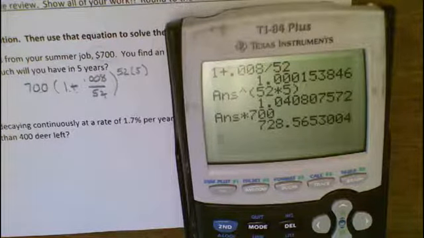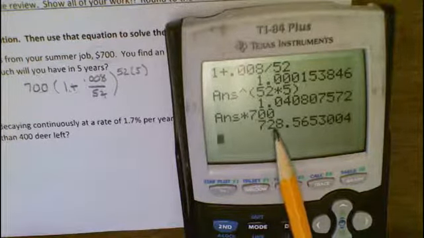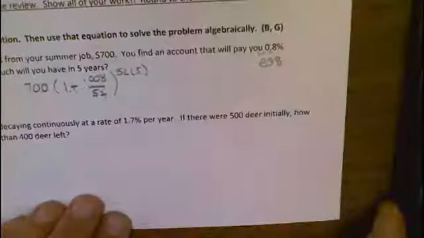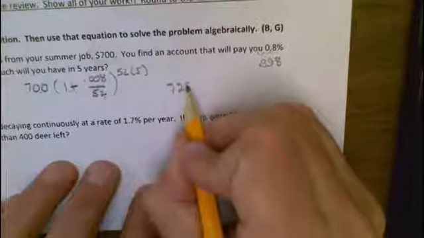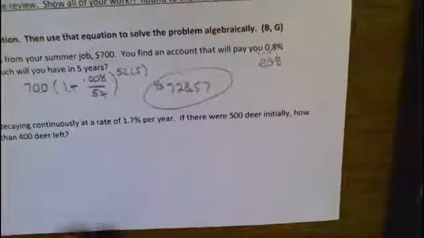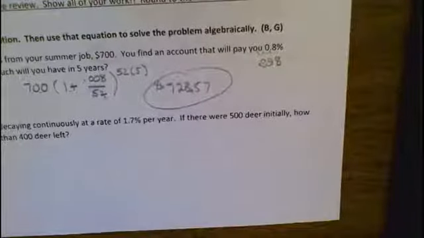So at the end of 5 years, I will have $728.57 if I round that. So $728.57. You should round to the nearest cent because we are talking about amounts of money. All right, so that's if it's compounded.